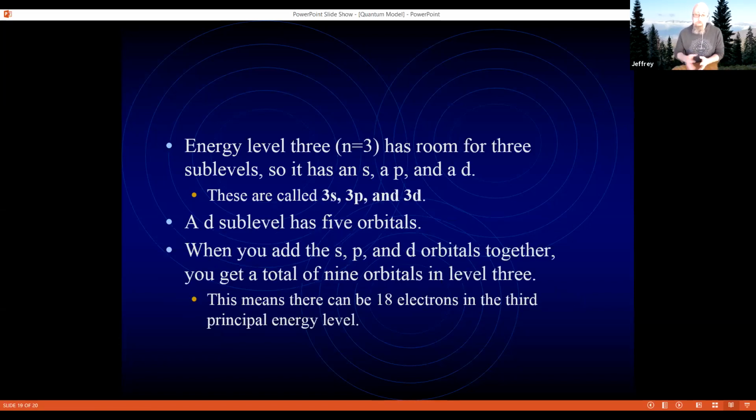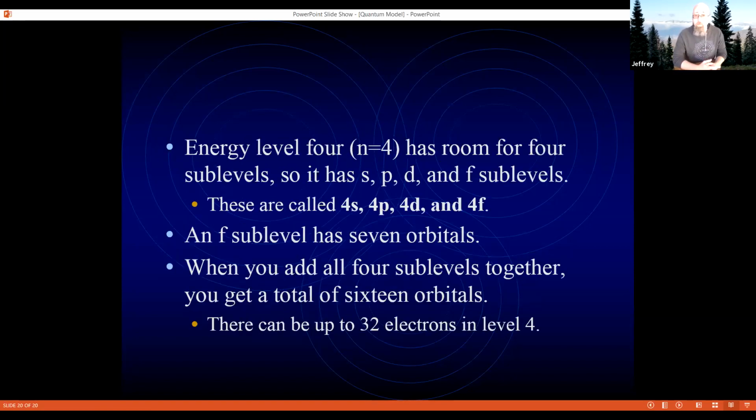Energy level 3 has 3 sublevels. So that would be S, P, and D, right? 3S, 3P, and 3D. Again, going from lowest energy to highest energy. And the reason why the D is higher energy than the P is simply because there's more electrons in it, and electrons repel each other, and that force of repulsion adds energy to their movement. Again, not important, but if you like the explanation. D sublevels have 5 orbitals, so S is 1, P is 3, D is 5. 1 plus 3 plus 5 gives us a total of 9 orbitals. Every orbital can hold up to 2 electrons, so that means a maximum of 18, just like Bohr said.